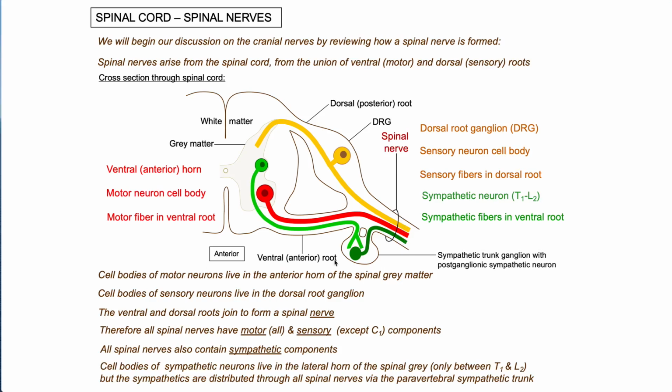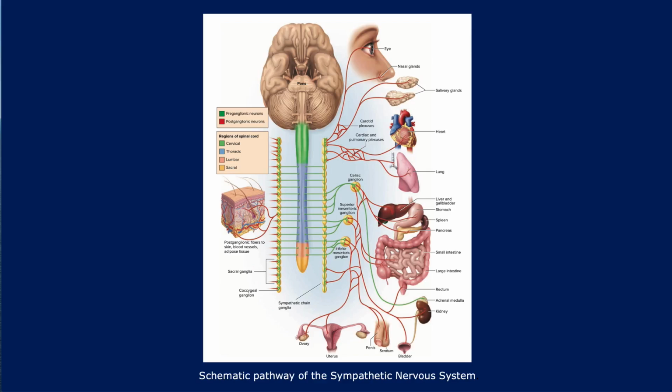And this swollen part which is attached to my spinal nerve, we call it the sympathetic trunk ganglion, and we'll be looking at it shortly. So this is important, and we need to know it. So together, can we say now a spinal nerve has motor, sensory and sympathetic? Perfect.